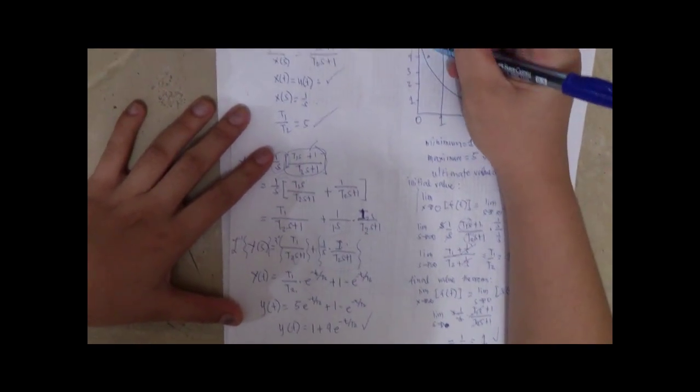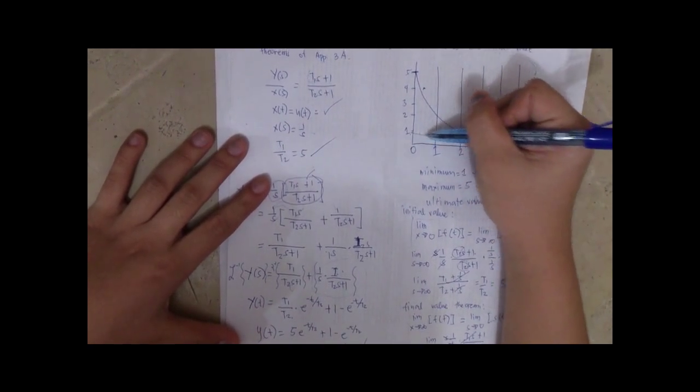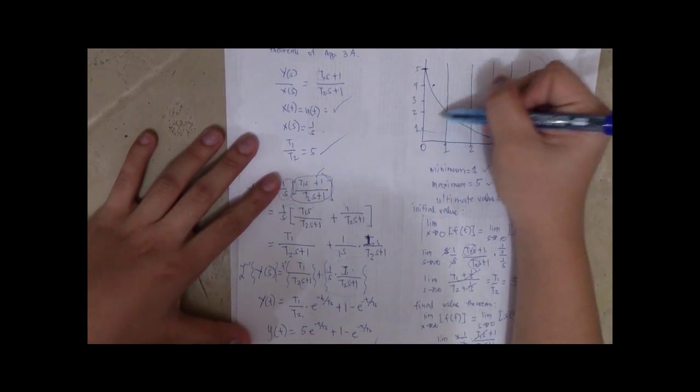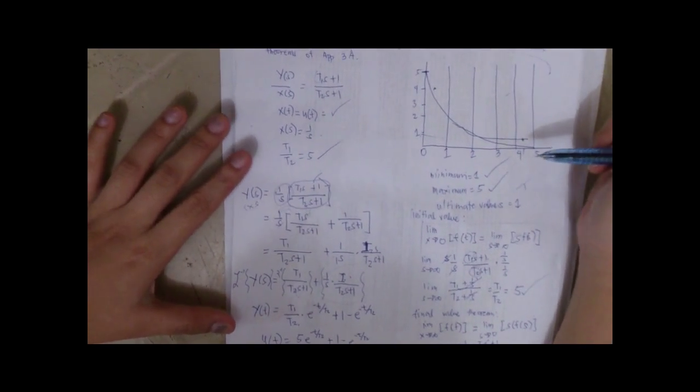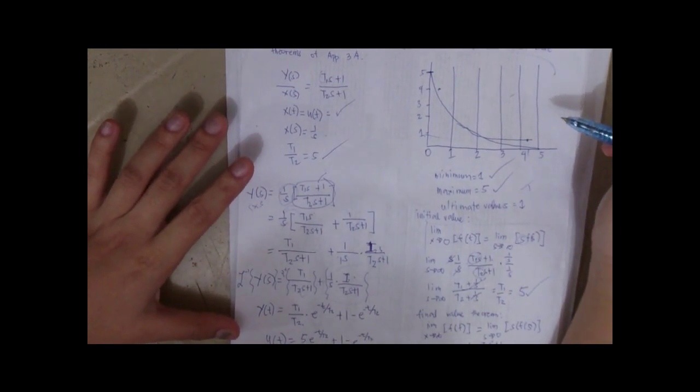So, iyahang initial is 5. Final niya is 1. So, mas maayo gyud nga if mugamit mo software para mo graph mo kay mas accurate siya.